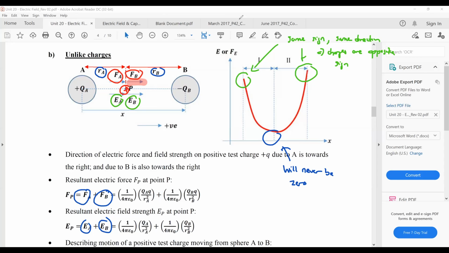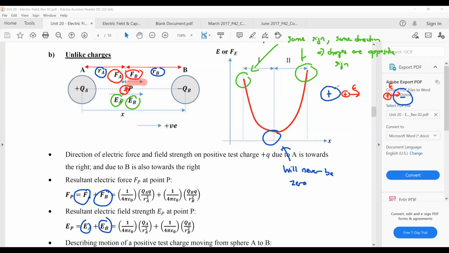The easy way to look at it is you visualize it like this. If this one was positive and this one was negative, you put a test charge here, obviously your E will be in this direction. If you put a positive test charge here, your E again will be in this direction. So therefore they are opposite sign. This is represented by this now.